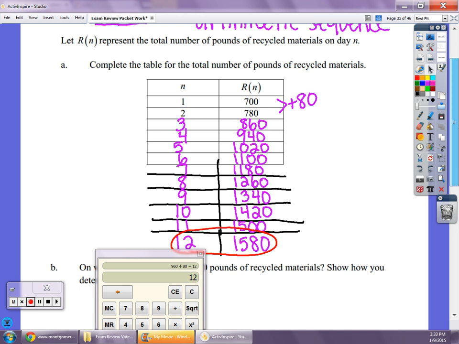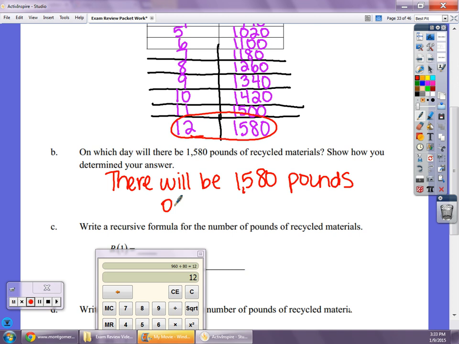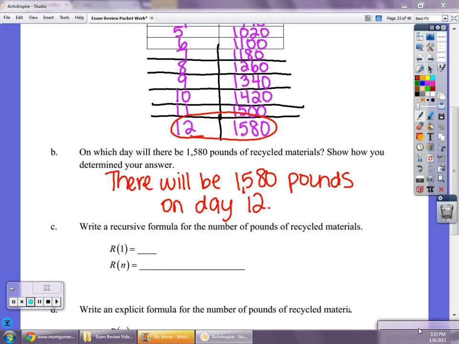We're talking about the number of pounds on day n. So on which day? There will be 1,580 pounds on day 12. And we showed how we got our answer when we completed the table. Okay, let's continue. Write a recursive formula for the number of pounds of recycled material.